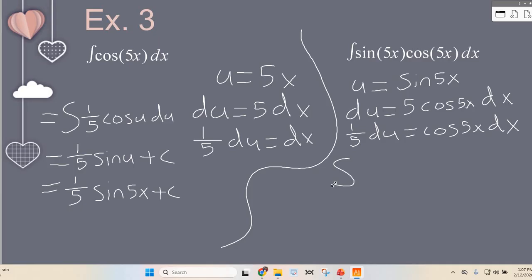Cosine 5x times cosine 5x du. So I shouldn't have any x's left, because the whole point of u sub is that my integral should now be in terms of u. 1/5 u du. Yep.